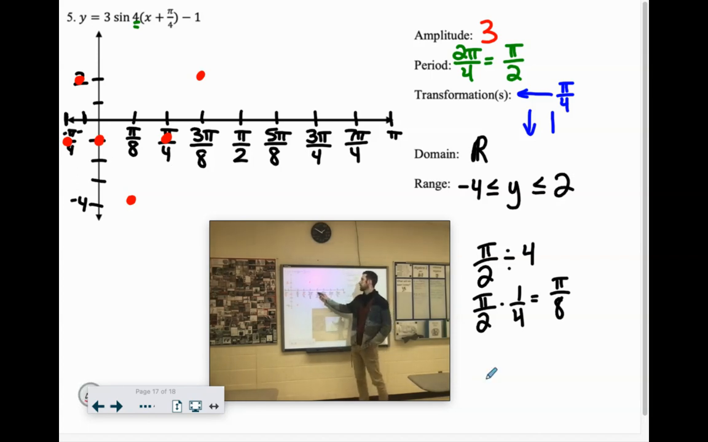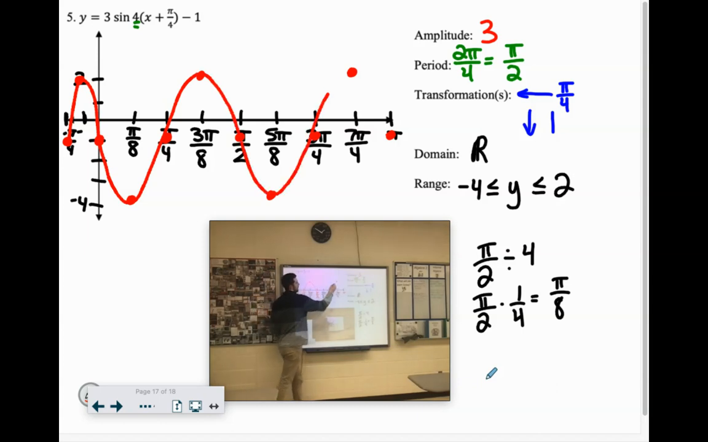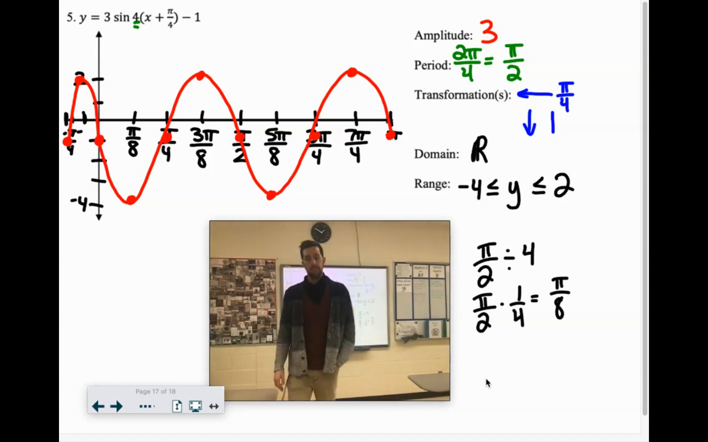Then back to the center of the graph, our lowest point, center, highest point, center. Man, that's a wild graph. That was fun though. That was a good time.